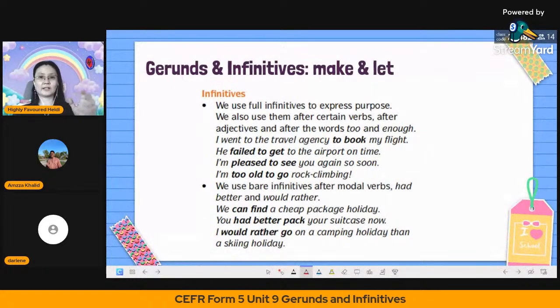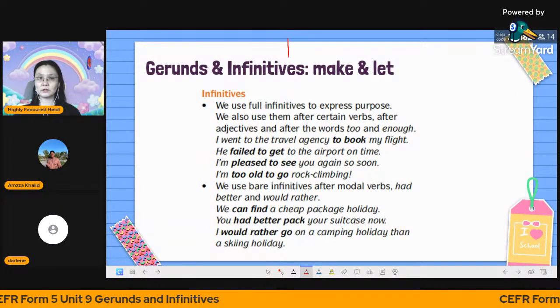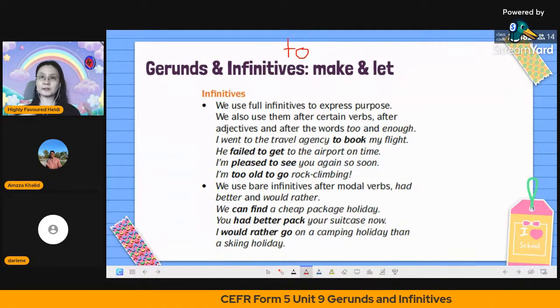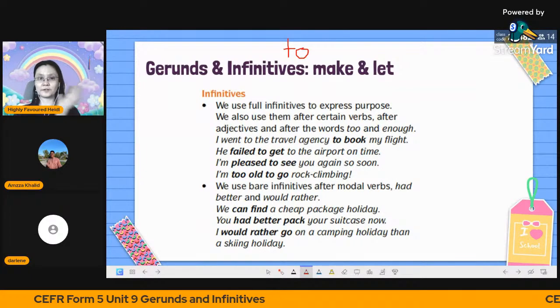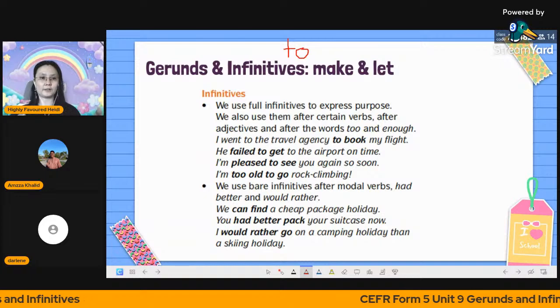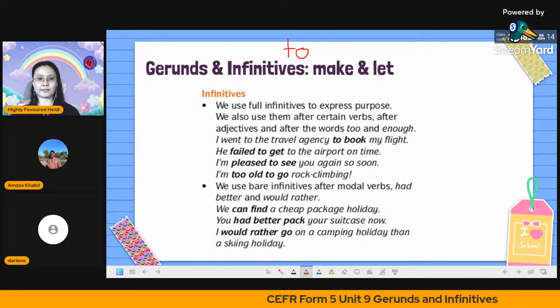Okay, next. Now we go to infinitive. I told you infinitive basically means to. If you have followed the lesson, you know that there are full infinitives, and sometimes they don't even have a to, but it is named infinitives. So infinitive basically means to. Okay, can I have Dalini? Can you please read for teacher infinitives?